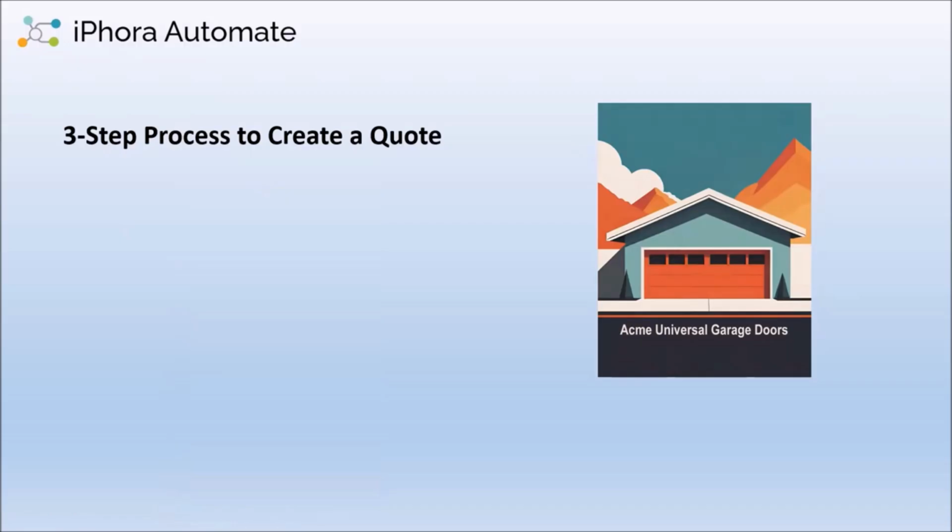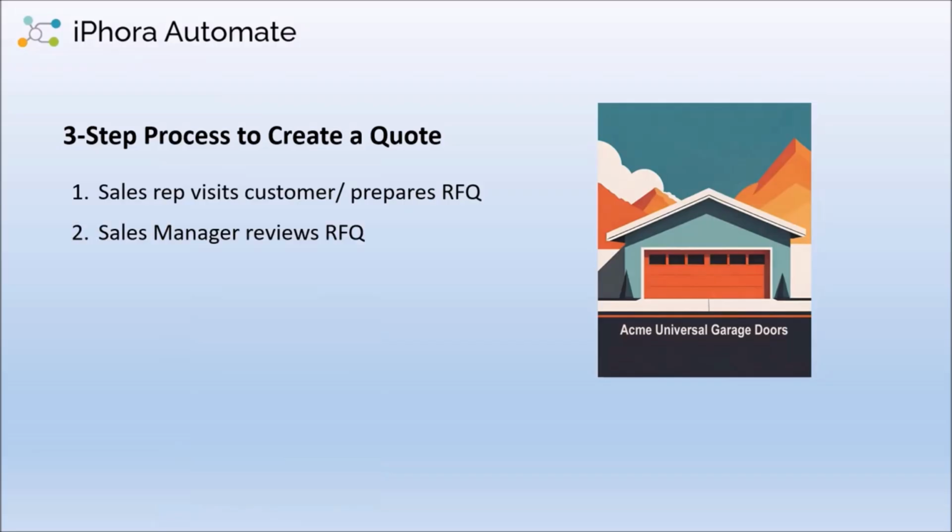Let's take a look at the original three-step process, which used to be done entirely with spreadsheets and email. First, a sales rep visits the customer, measures the door size, and works with the customer to define all aspects of the installation, including model, color, and the number of remote controls. This results in an RFQ, a request for quotation. Then the RFQ moves on to the sales manager, who makes sure that everything was completely filled in and nothing is missing. Finally, it moves to an installation specialist who prepares a binding quote on behalf of Acme.